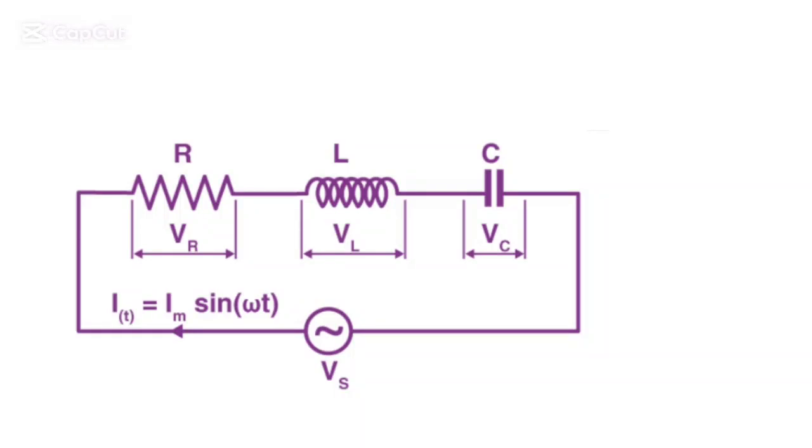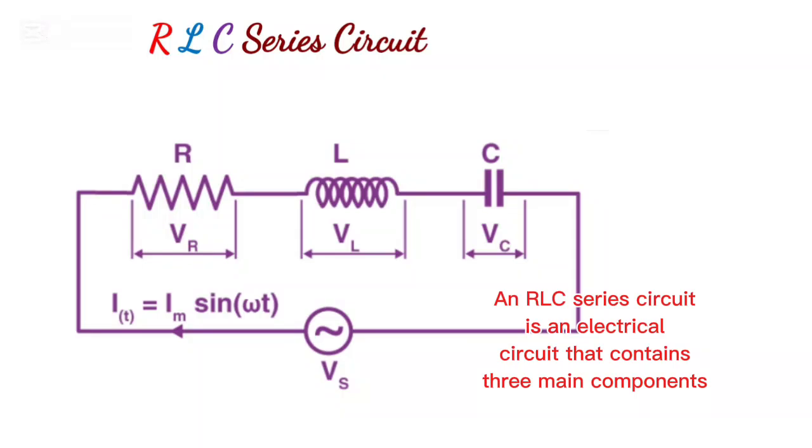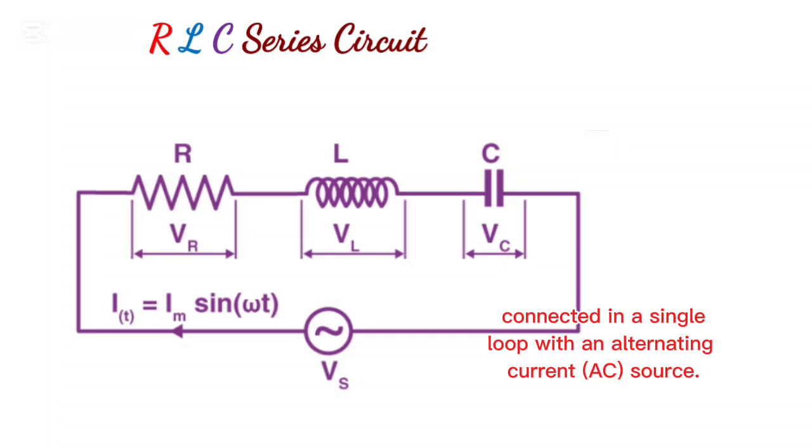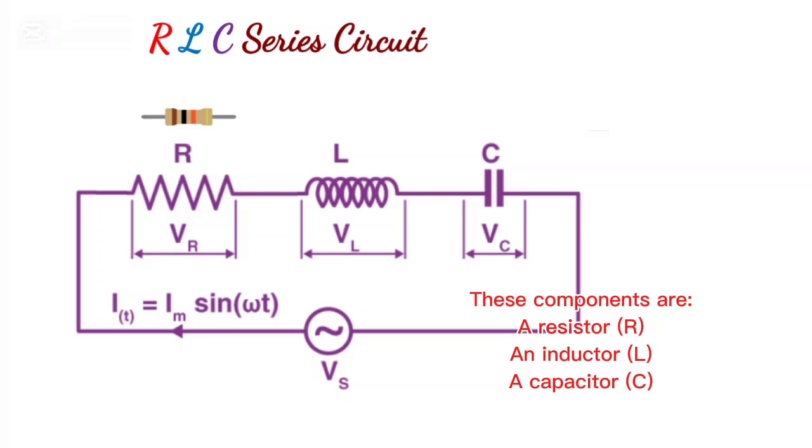Hello students, in this lesson we are going to learn about RLC series circuit. An RLC series circuit is an electrical circuit that contains three main components connected in a single loop with an alternating current AC source. These components are a resistor R, an inductor L, a capacitor C.